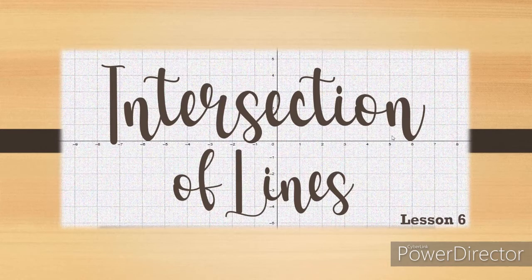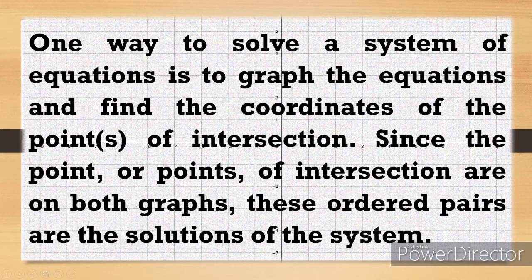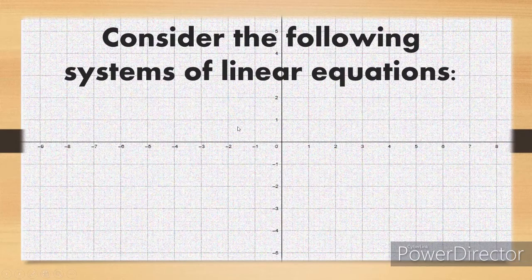The first one, finding the solutions by graphing. One way to solve a system of equations is to graph the equations and find the coordinates of the points of intersection. And since the point or points of intersection are on both graphs, these ordered pairs are the solutions of the system. Consider the following system of linear equations.